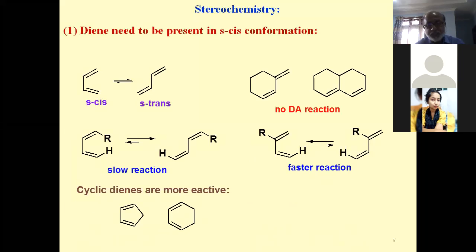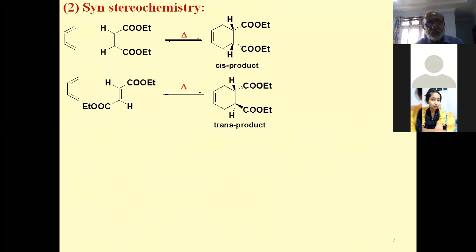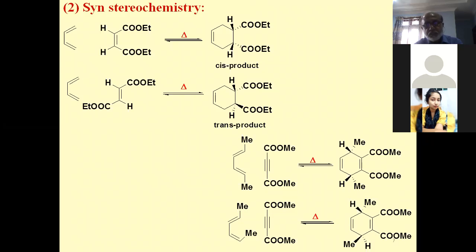I've explained it last time, so I'm not going into the elaboration of this. Then in stereochemistry, the addition will take place in a syn fashion. That means the reactant, if it is in cis configuration, will remain cis. If it is in the trans configuration, it will remain as trans. It will not alter. This is what we find.